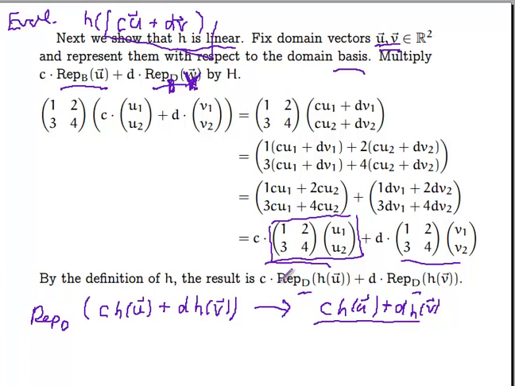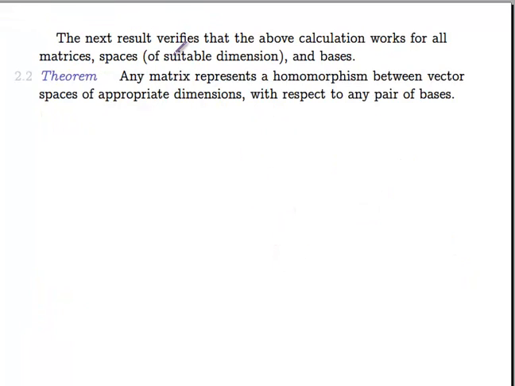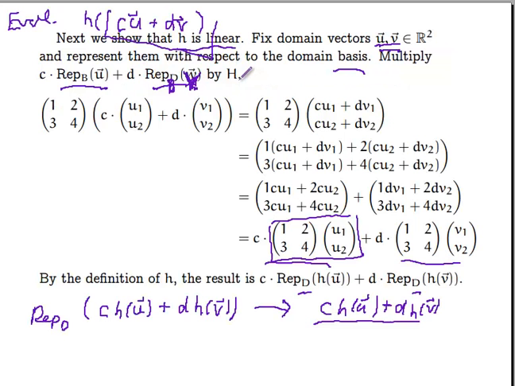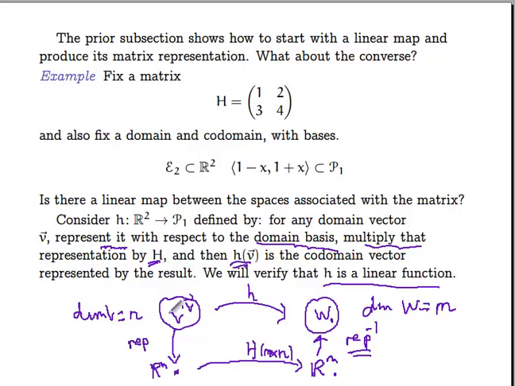Okay. All right. The next result verifies that the above calculation works for all matrices, spaces of suitable dimension, and bases. Theorem: any matrix represents a homomorphism between vector spaces of appropriate dimensions with respect to any pair of bases. Now in this argument, we're just going to generalize what we did before. You're going to show the linearity property by this commutative diagram method, going first here, then over here, then back up here.